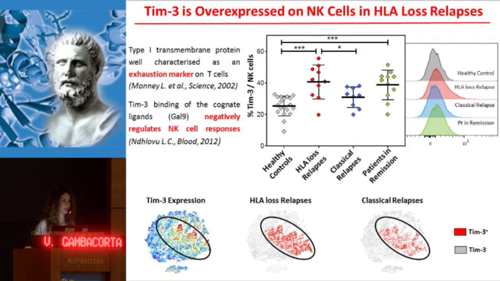We obtained another very interesting result regarding TIM3, an inhibitory receptor particularly studied as an exhaustion marker on T cells, and the upregulation of which has been linked to NK cell functional inhibition. As you can see on both this dot plot and viSNE map, TIM3 is highly upregulated on NK cells of HLA loss relapses compared to classical relapses, suggesting that initially alloreactive NK cells can become exhausted over time.